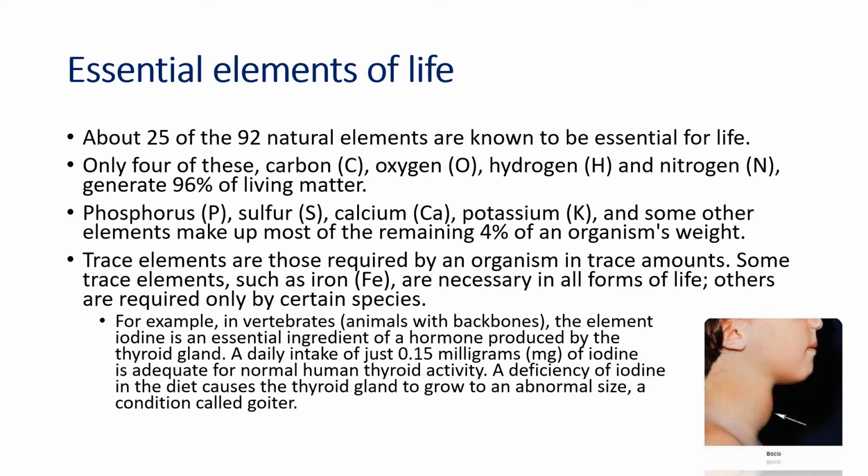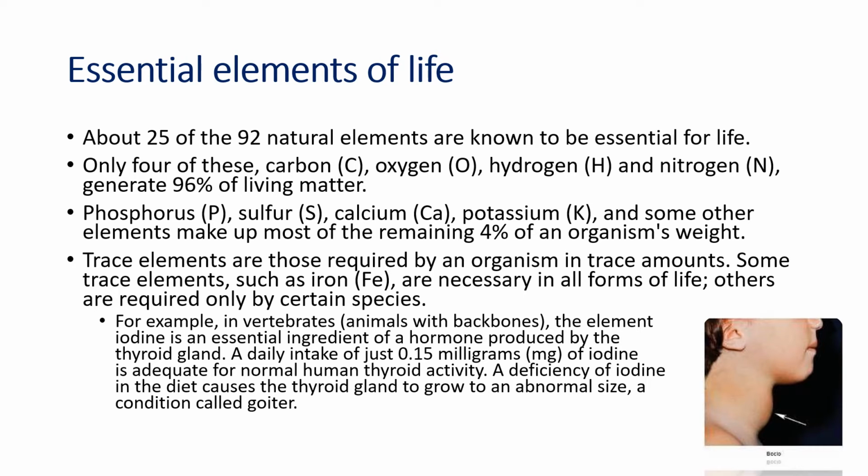Though there are some of these elements that are essential for life as we know it. Around 25 of these 92 natural elements are essential for life. For example, as I said, carbon is one of the most common ones. Of course, oxygen, hydrogen, nitrogen normally represent 96% of living matter, meaning that we are made of 96% of only these elements. There are others that are very important like phosphorus, sulfur, calcium, potassium, etc. And they make up the remaining 4% of an organism's weight, okay? And they also have very important functions.